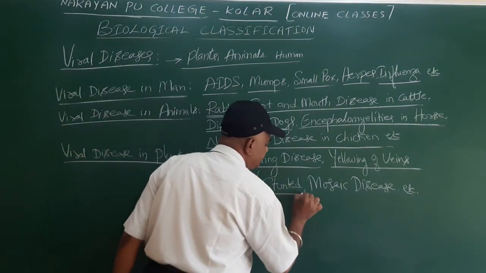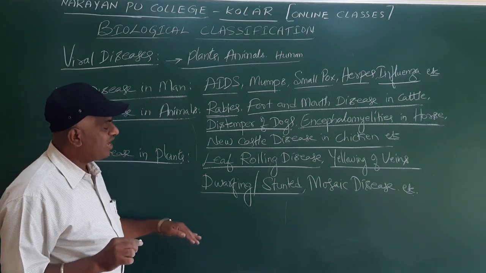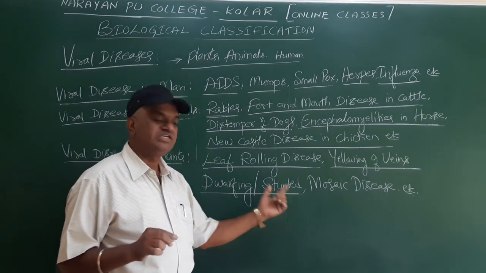Next, dwarfism or stunted growth. The plant never grows in height, they become dwarf. So it is called dwarfism or stunting.